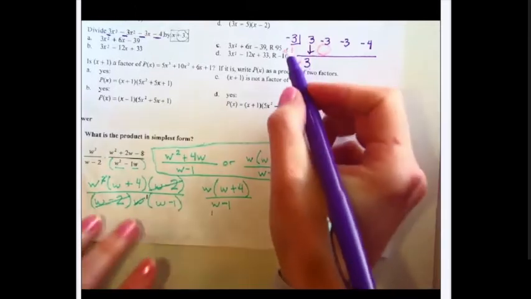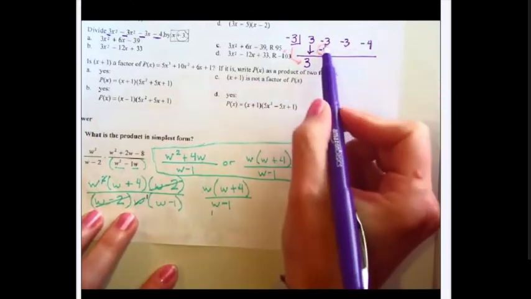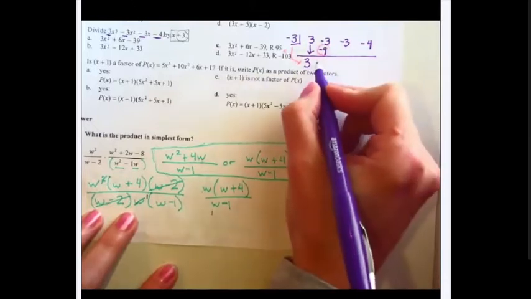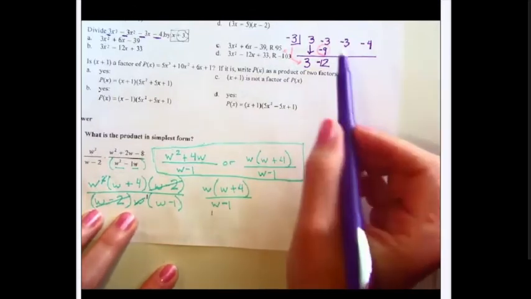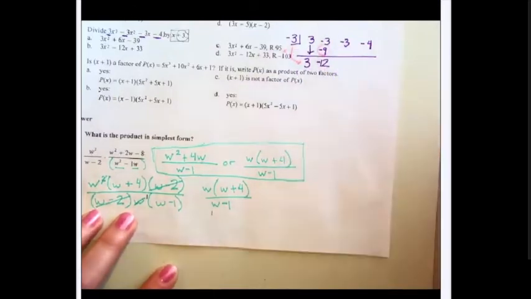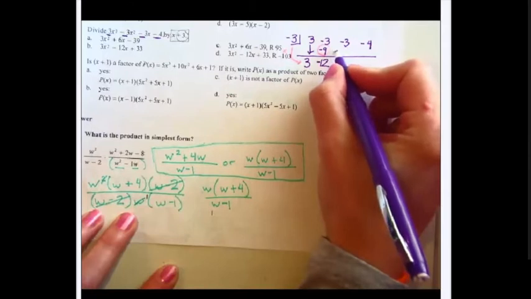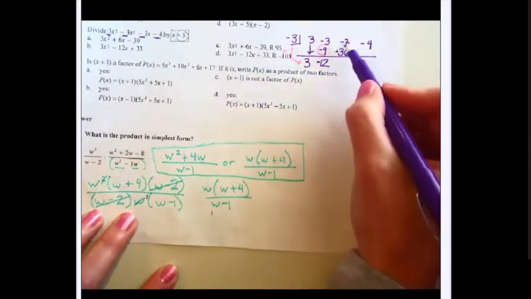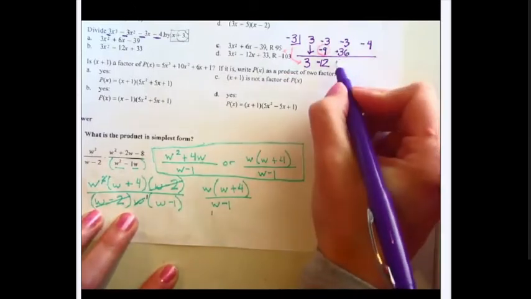Okay, so -3 times 3 is -9. And then we just combine these. -3 minus 9 is -12. Now we keep going. -3 times -12 gives me a +36. So it goes in this next spot, +36. -3 plus 36 gives me 33.